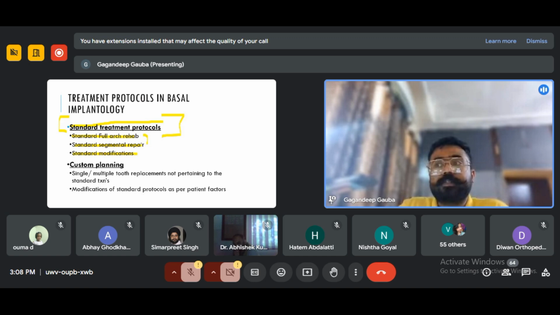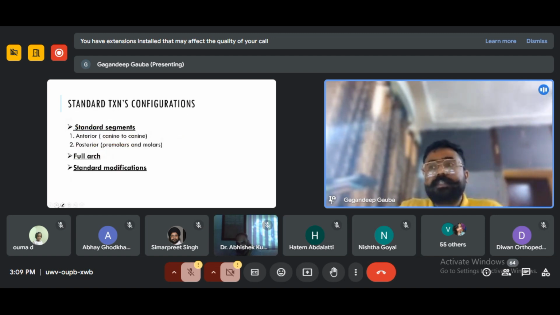So these are standard treatment protocols, and apart from that, we can customize these plannings according to the patient, like the demands of the patient and the anatomical features, the bone quality and the shape of the bone present. So we can customize these solutions, but these custom plannings are not part of the standard treatment protocols, right? So we will be discussing the standard treatment protocols. The standard treatment configurations provided in basal implantology are, number one, standard segments, right? There are three segments in our maxilla. One is the posterior segment, the anterior segment, and another posterior segment.